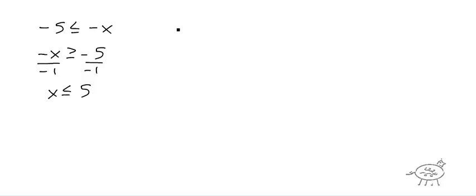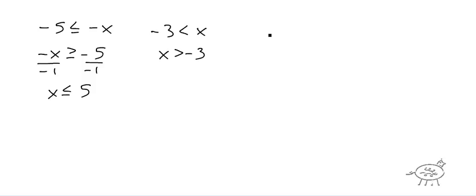So let's try another one here. Negative 3 is less than x. I flip it around, I get x is, again, it's pointing to the negative 3, and I'm actually done with the problem. Okay, I don't need to divide by anything because x is already solved.